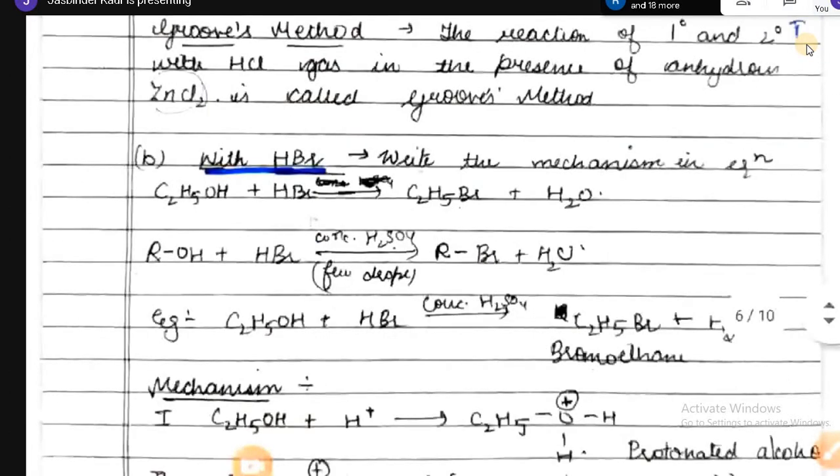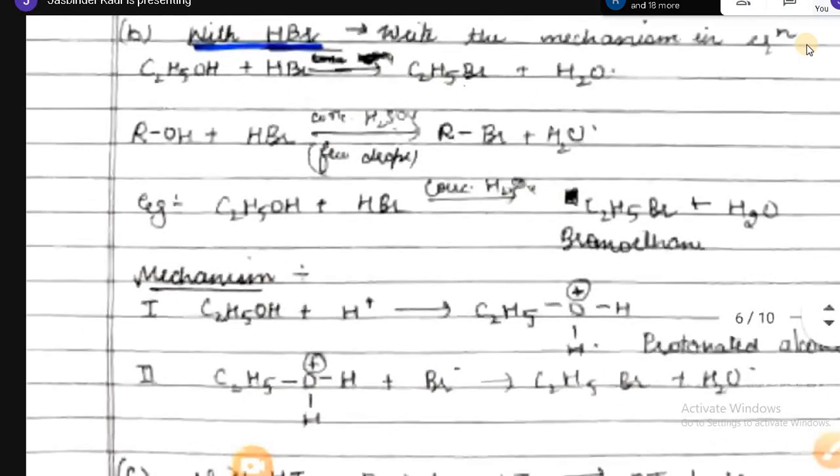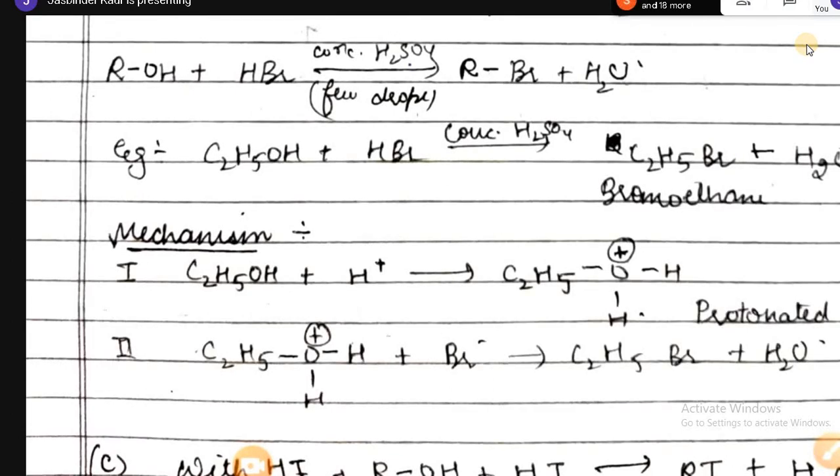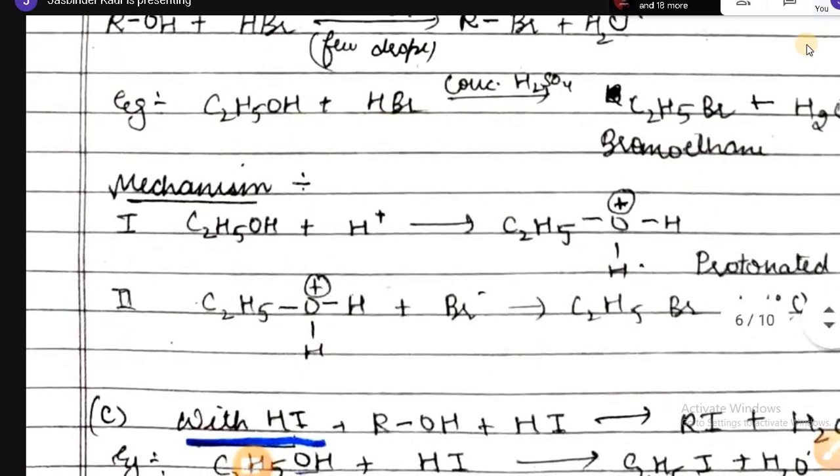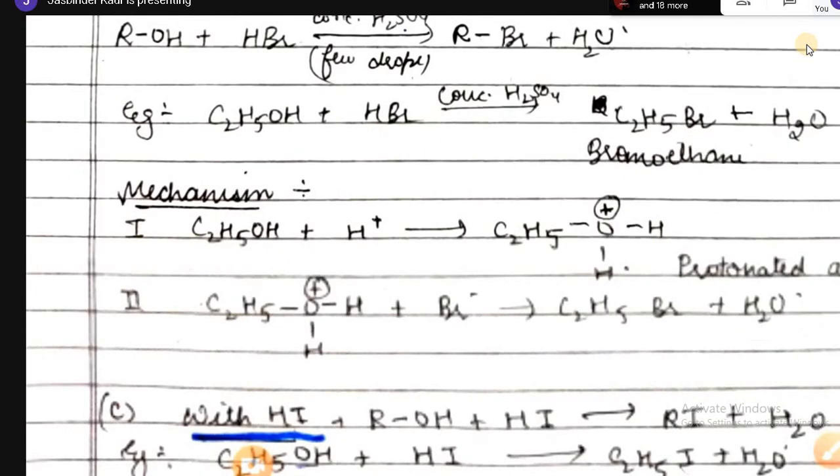And in this, the mechanism is: first, alcohols react with acid and give protonated alcohol, that is, H gets attached to oxygen through the lone pair and a positive charge is now present on oxygen. And then with the Br negative of HBr, water is removed and Br negative gets attached to the ethyl group, that is, C2H5Br, bromoethane is formed.